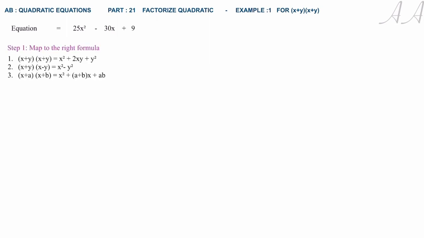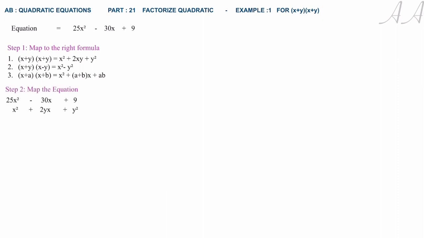Step 1 is mapping to the right formula. So let's see the first formula. We have 25x squared and y squared. 25x squared is a perfect square, which is 5x times 5x. So it looks good. And let's see 9 and y squared. 9 is a perfect square too, 3 times 3. So we're going to choose the first formula because if we have both perfect squares, we'll choose the first one.